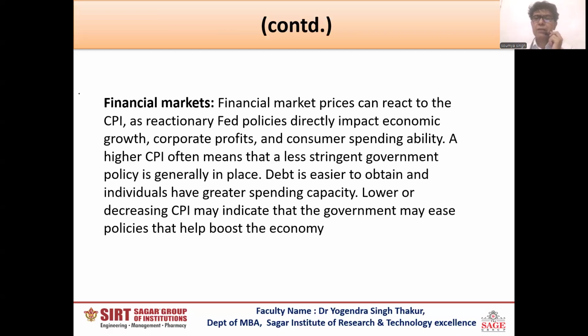Financial market prices can react to the CPI, as the reactionary Fed policies directly impact economic growth, corporate profits, and consumer spending ability. A higher CPI often means that a less strengthened government policy is generally in place. Debt is easier to obtain, and individuals have greater spending capacity. A lower or decreasing CPI may indicate that the government may ease policies that help boost the economy.